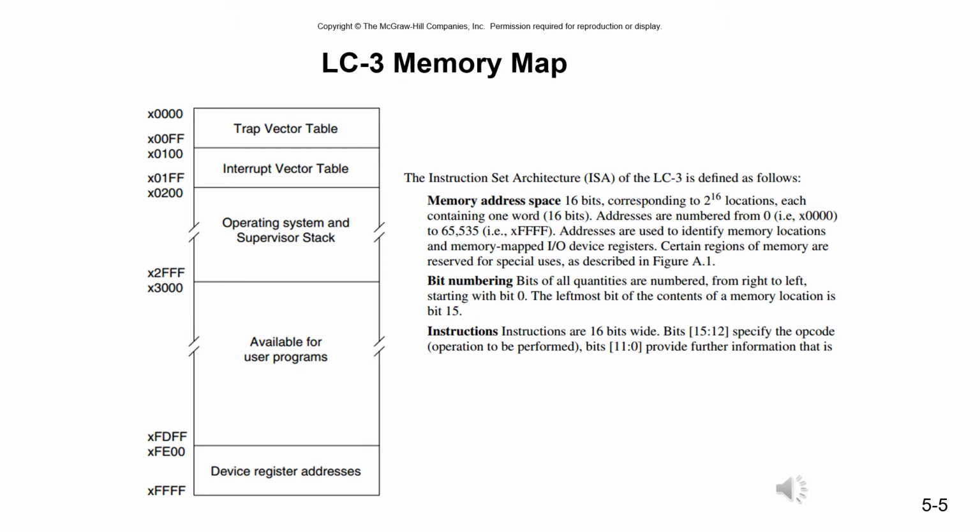3000 to FDFF. That is the space in the memory map available for user programs. And you're going to see, I think you've already seen one or two programs that I've written. You're going to see a lot of programs have an origin statement of hex 3000. That's the first available memory location for user content. Doesn't have to be hex 3000. And then we have the device register addresses FE00 to FFFF.